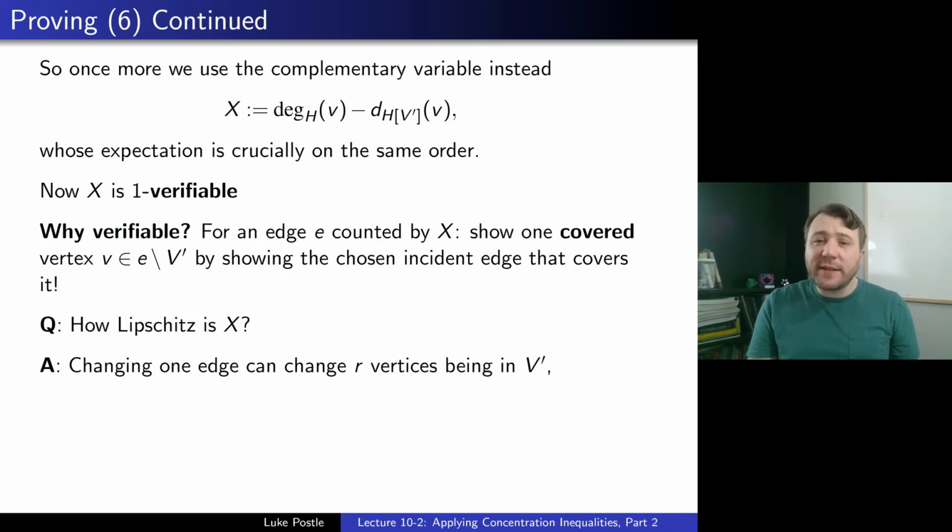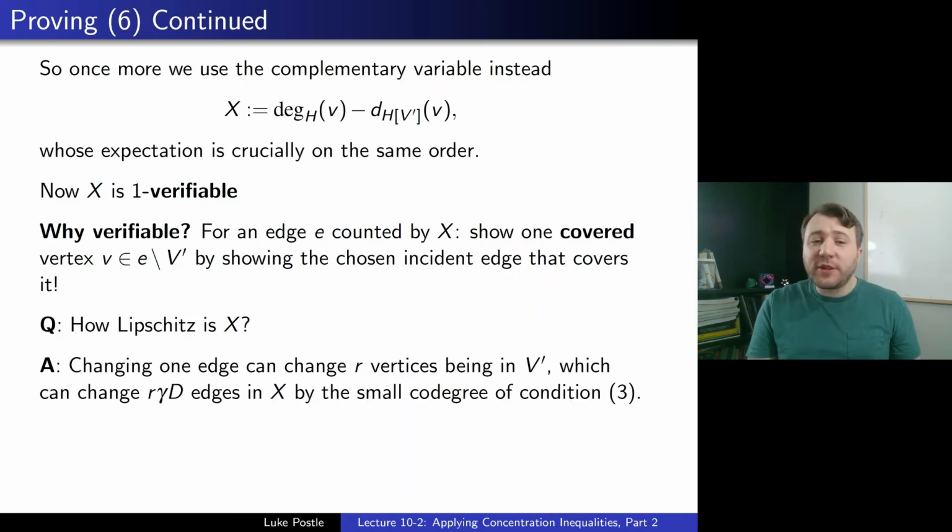But that doesn't mean it's R Lipschitz, because what does changing a vertex do? Well, changing a vertex could change whether a lot of edges are covered, a lot of the edges incident with V, namely because of the codegrees. So it could be that changing whether a given vertex Y was in X could change all of those. But luckily, there just aren't too many edges because of the small codegree condition, condition 3 of Pippenger-Spencer. There are at most gamma D codegree edges, and at most R vertices there. So in total, we can change at most R gamma D edges in X by changing one edge.